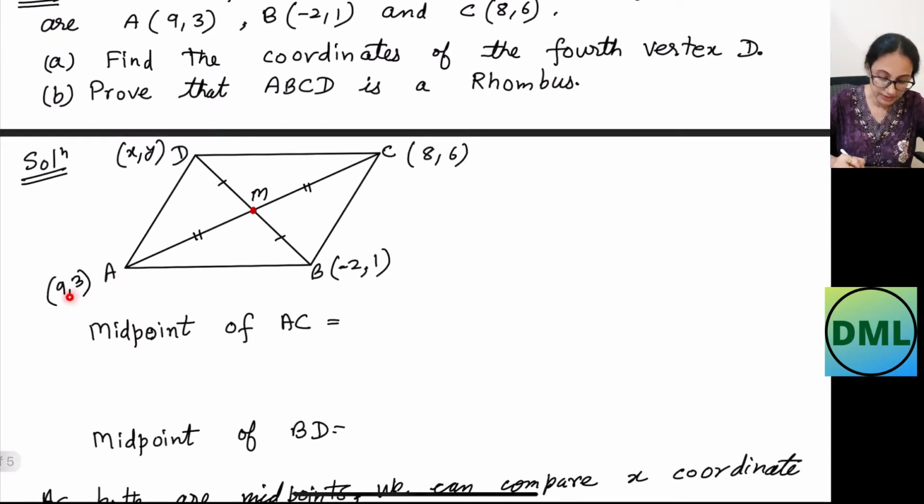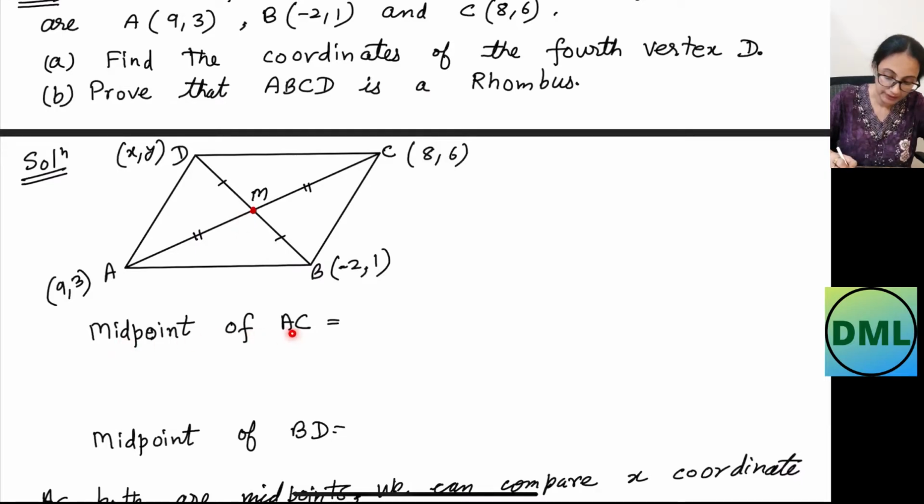The coordinate A is (9, 3), B is (minus 2, 1), C is (8, 6) and D you don't know. So I suppose that the coordinate is (x, y). I have put two diagonals BD and AC which cut at the point M. Let's find out the coordinates of the midpoint M.